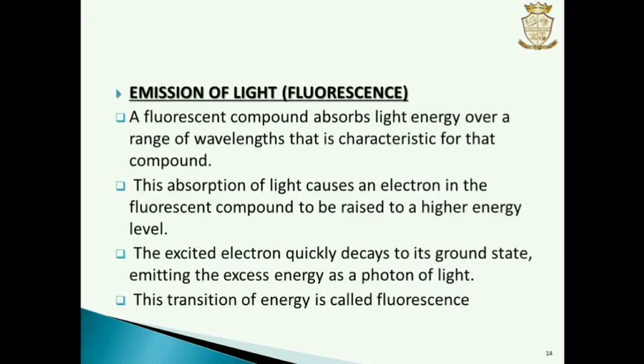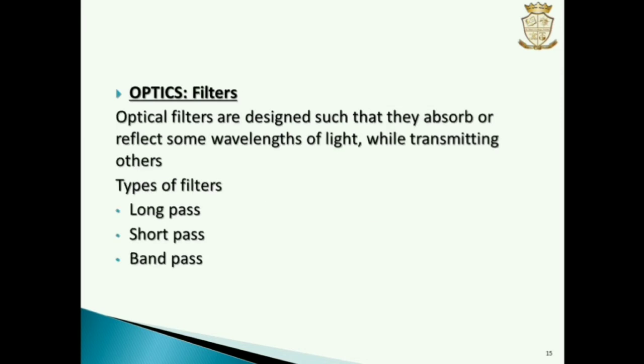Emission of light. A fluorescent compound absorbs light energy over a range of wavelengths that is characteristic for that compound. This absorption of light causes an electron in the fluorescent compound to be raised to a higher energy level. The excited electron quickly decays to its ground state, emitting the excess energy as a photon of light. This transition of energy is called fluorescence.